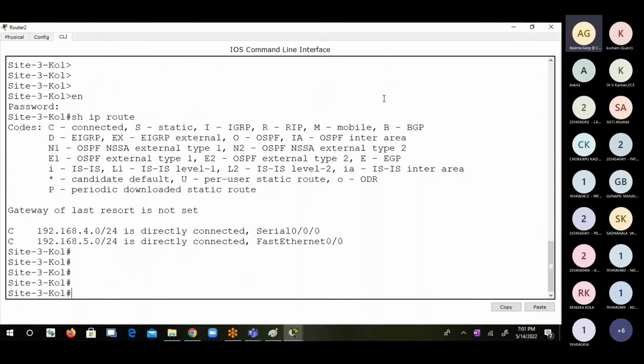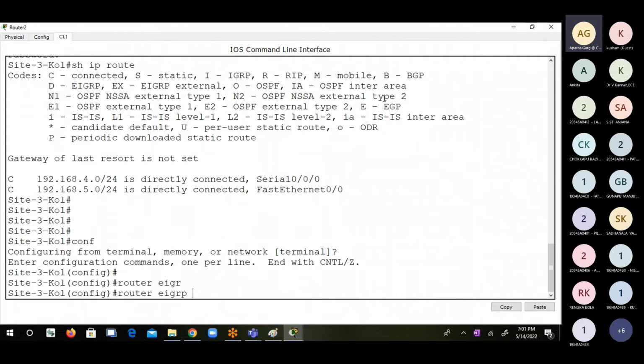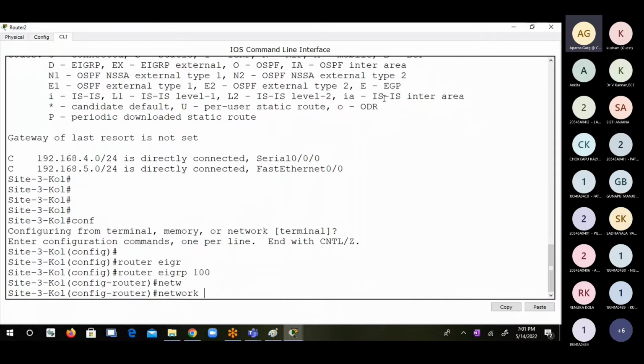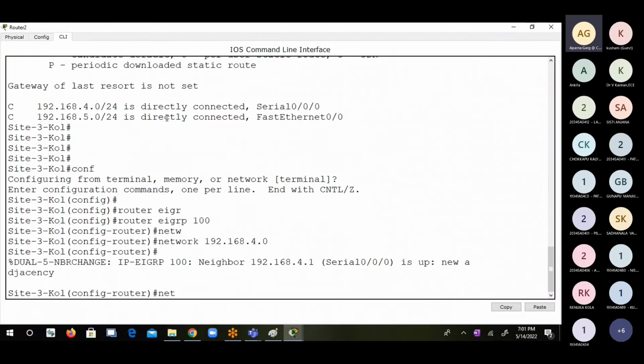Right now, this also has connected. Configuration mode. Router Eigrp 100. Network 192.168.4.0. I am advertising what is connected to me. The same thing. And the adjacency is being formed.